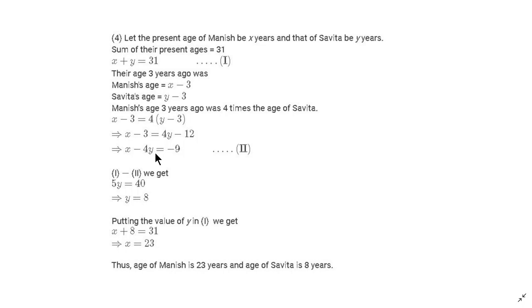This is the first equation. You can see here X. So we can just subtract them to calculate 5Y is equal to 40, Y is equal to 8. Put it in one of the equations. X is equal to 23.